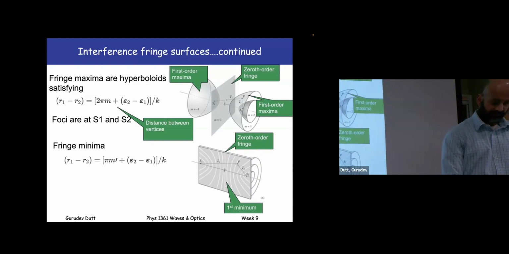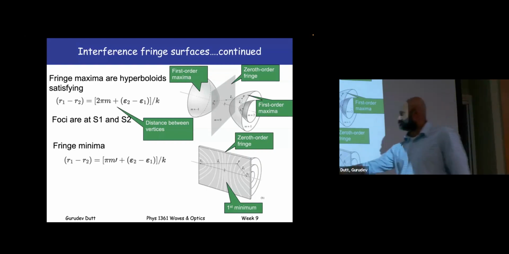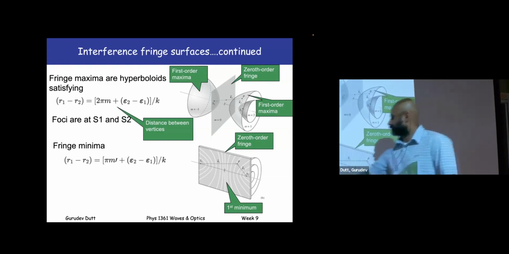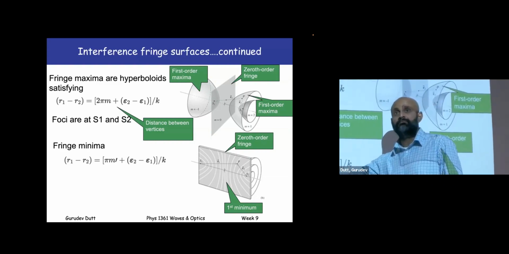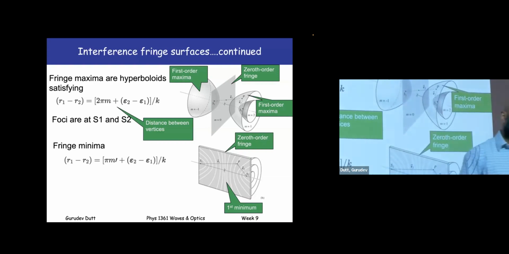We'll come back to other types of fringe patterns that we might see. Also, I should point out the fringe minima. Okay, so we talked about fringe maxima. Fringe minima will be just this R1 minus R2 now is an odd multiple of pi, right? So this m prime is always an odd number over here.